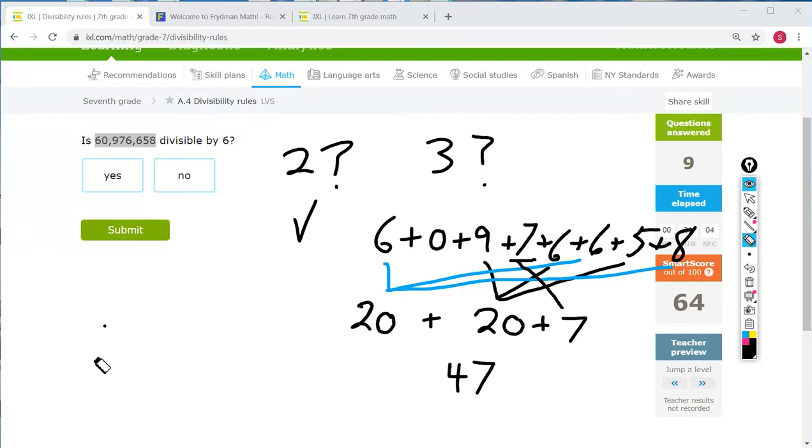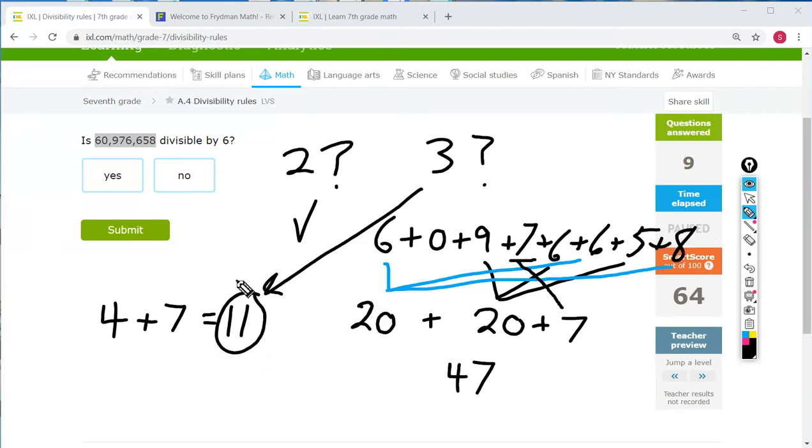Let me try that again. 4 plus 7 equals 11. And then I could ask myself, does 3 go nicely into 11? Well, hopefully you know that 3 does not go nicely into 11, and therefore it also does not go nicely into 47, and therefore it also does not go nicely into 60,976,658.